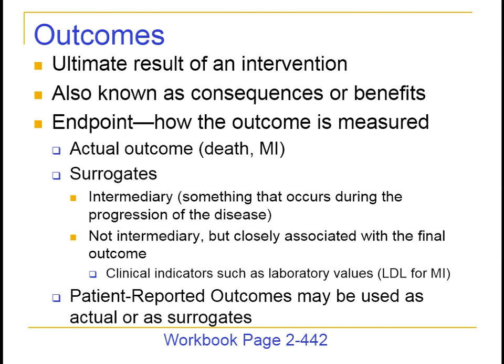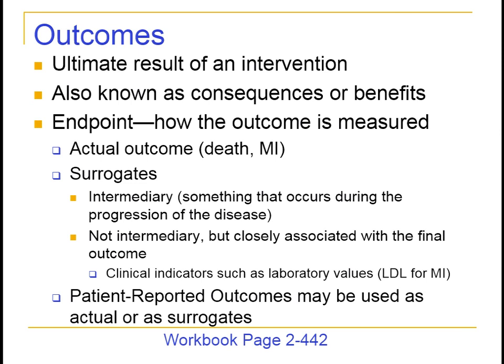So outcomes are the ultimate result of an intervention. We also call these consequences or benefits. The endpoint is how the outcome is measured. We have actual outcomes that you can directly measure, such as death and myocardial infarction. And we have surrogates, because the actual outcome may take a very long time and your study is a much shorter time, so we often use a surrogate endpoint. We can use an intermediary, which is something that occurs during the progression of a disease, such as narrowing of the lumen, being a surrogate for myocardial infarction.